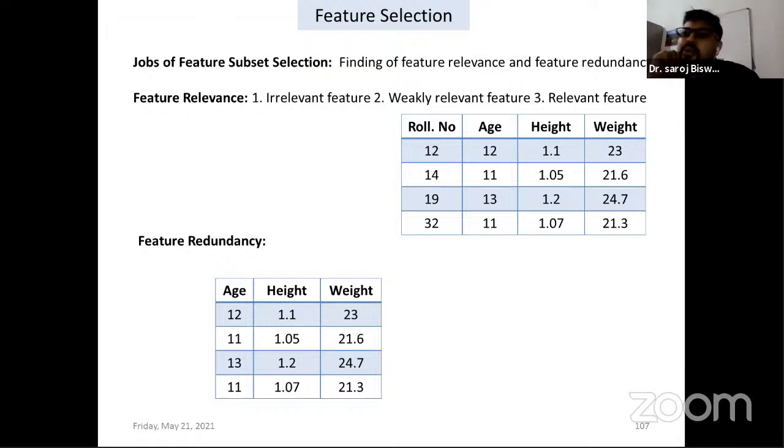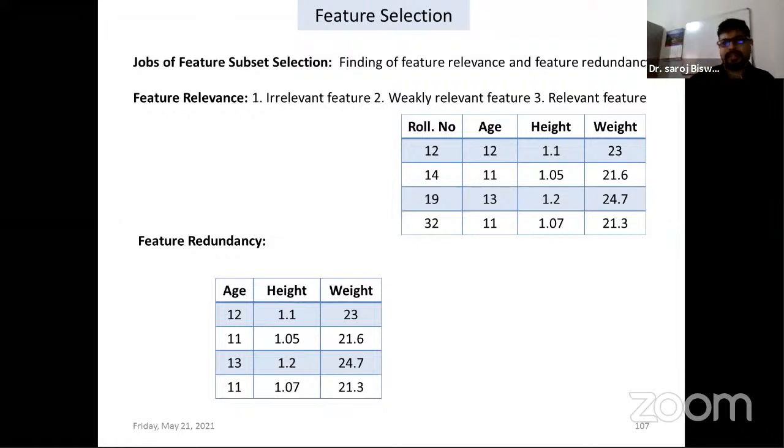Now the question, how can we do feature relevance? To do feature relevance, we have a number of metrics. We're going to see all those metrics, fine? Another thing that feature selection does is called feature redundancy. What is that actually? Try to understand carefully here. So here we're going to talk about feature redundancy.